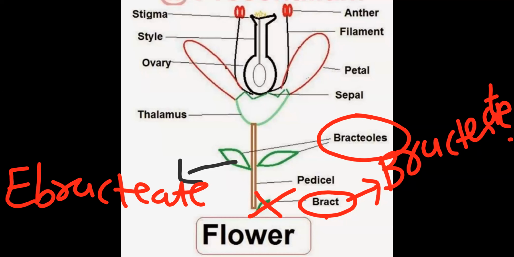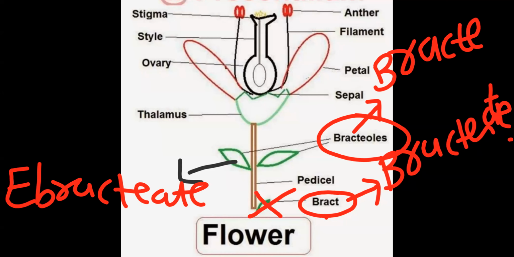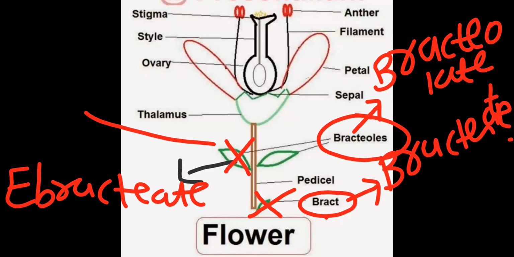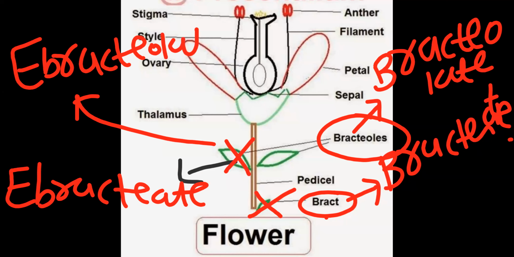Same way, it is for bracteoles also. If present, we call it a bracteolate flower. And if absent, we call it an ebracteolate flower. E means absent over here. Right? Bracteate flower, ebracteate flower, bracteolate flower, ebracteolate flower.